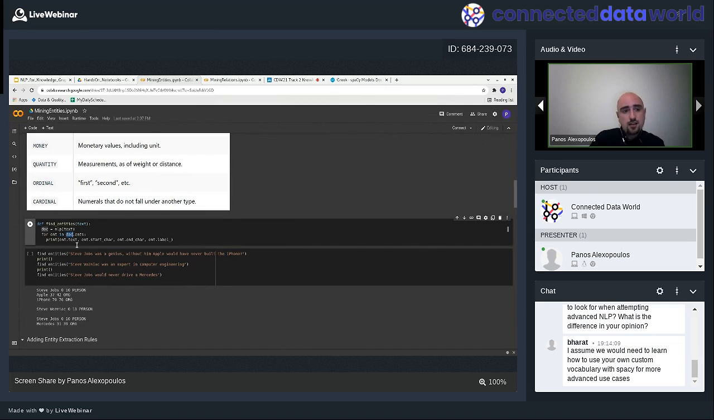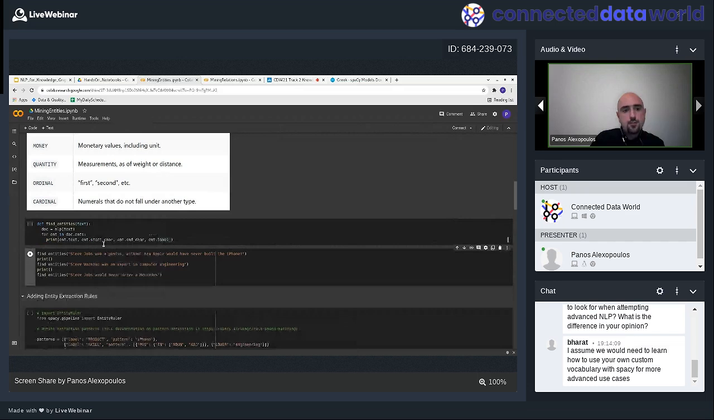These entities are accessible through doc.ents, and we can print the text of the entity, where it starts and where it finishes, and of course the category, the label, the entity type. As an example here, I have put three texts inspired by Apple, Jobs and Wozniak. For instance, we have the text: Steve Jobs was a genius. Without him, Apple would have never built the iPhone. Steve Wozniak was an expert in computer engineering, and Steve Jobs would never drive a Mercedes.